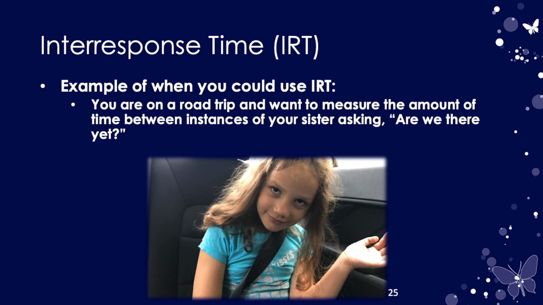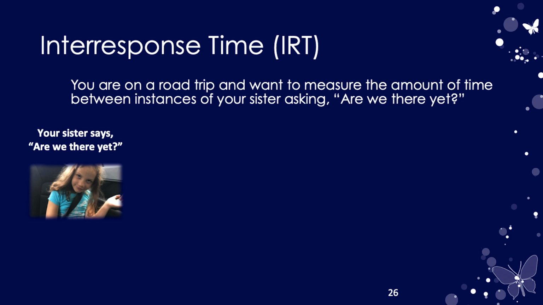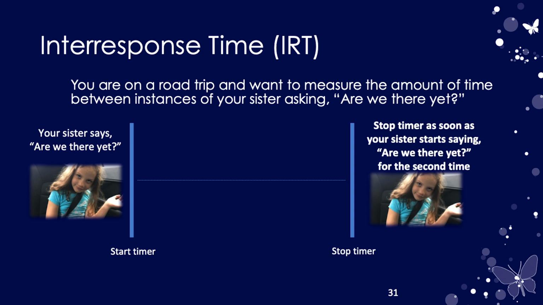The first time your sister asks, "Are we there yet?" you would start the timer. Your timer will be collecting the amount of time that passes. We'll use this blue dotted line to represent time. 15 seconds pass. Then 30 seconds pass. As soon as your sister starts asking, "Are we there yet?" again, you stop the timer. 30 seconds occurred between two instances of your sister asking, "Are we there yet?" This means your interresponse time, or IRT, is 30 seconds.